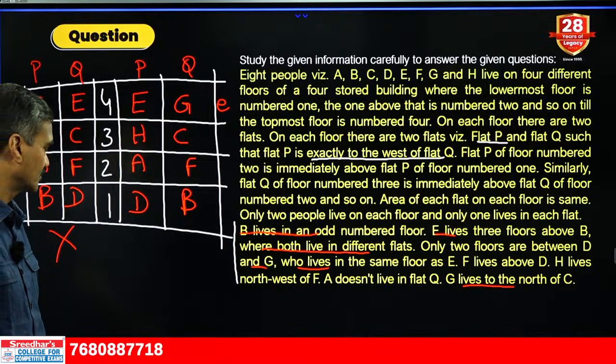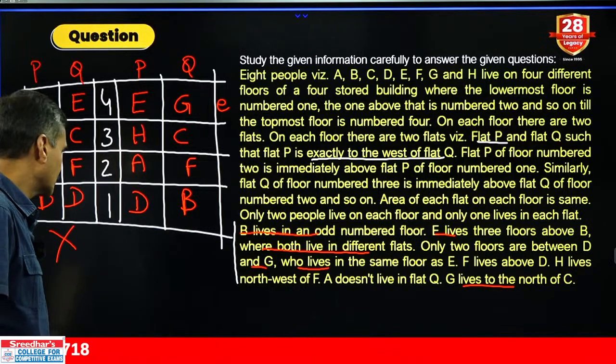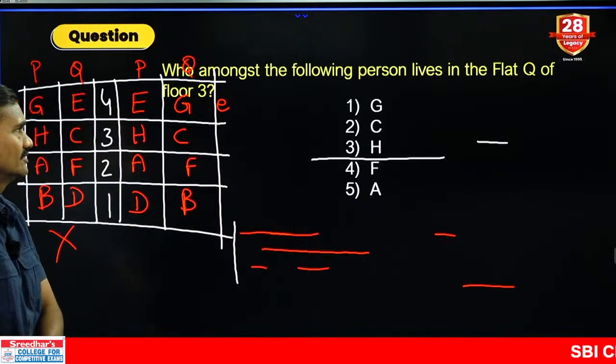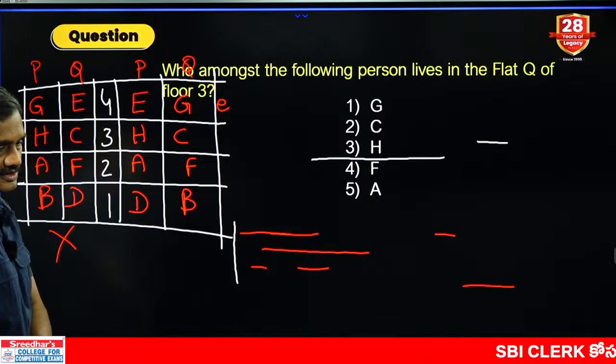Then coming to question number 1. Now first question in this one. Let's see the first question. And who among the following person lives in the flat Q of floor 3?